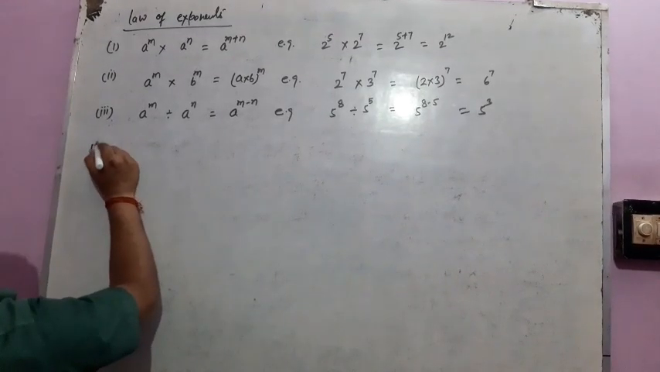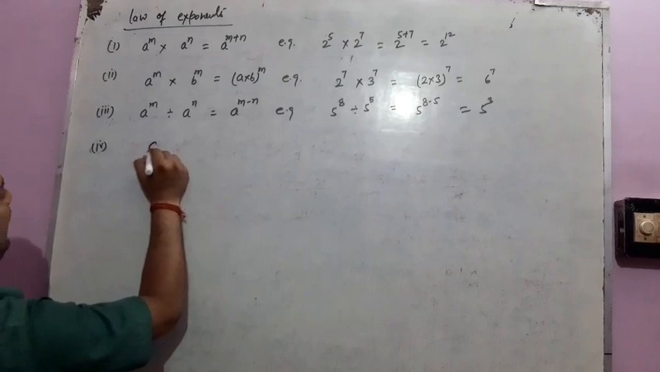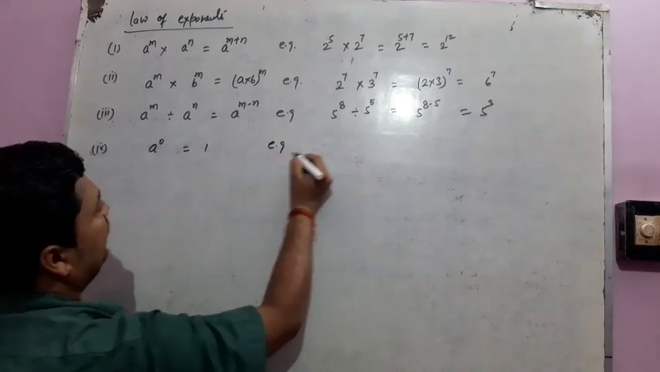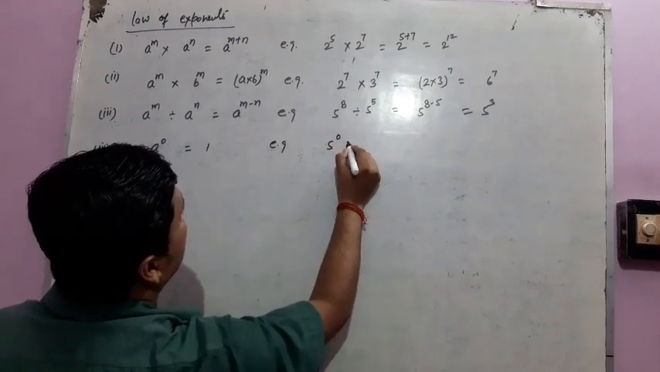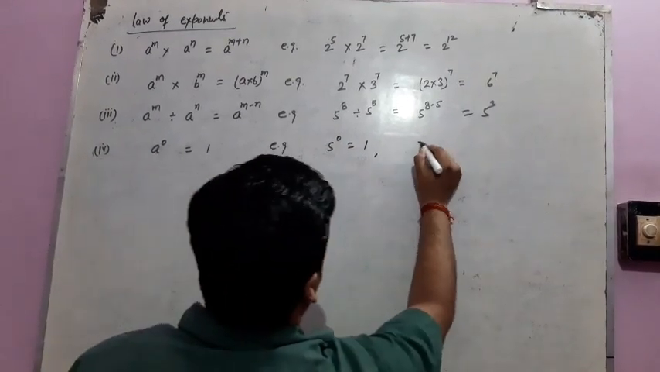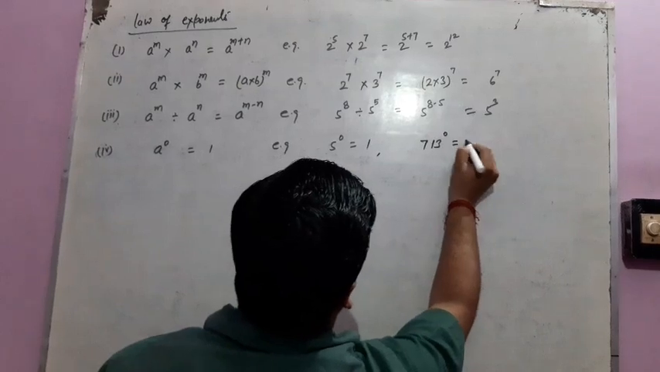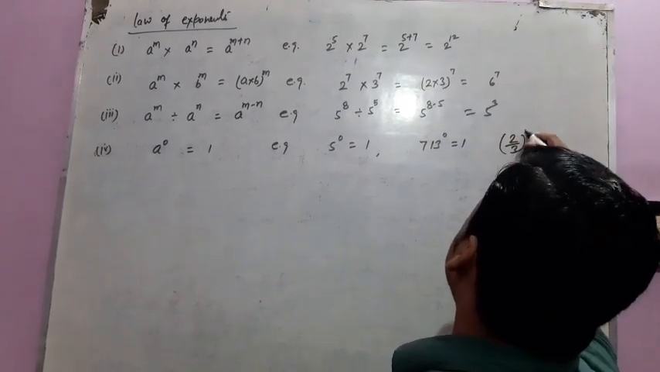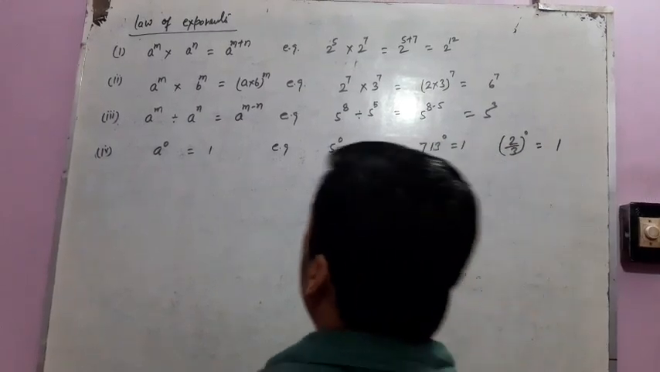Law number 4 tells us that if any number has power 0, its value equals 1. For example, 5 to the power 0 equals 1. 713 to the power 0 equals 1. And if 2 by 3 is a fraction and the power is 0, its value is also equal to 1.